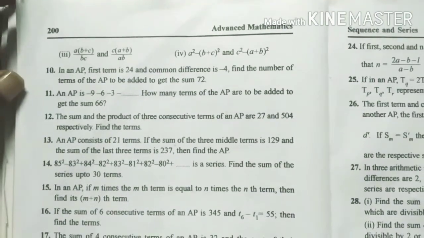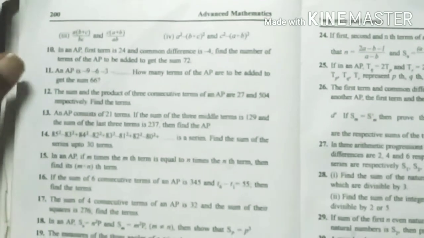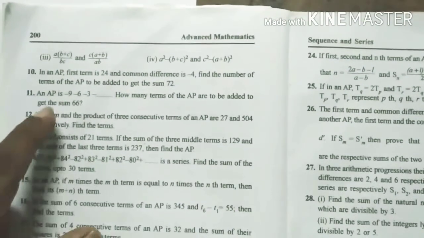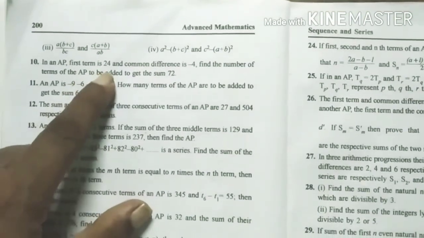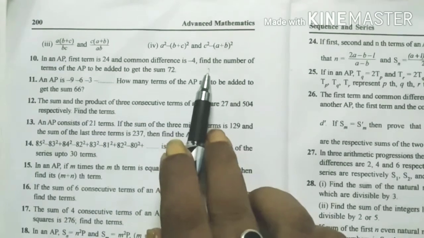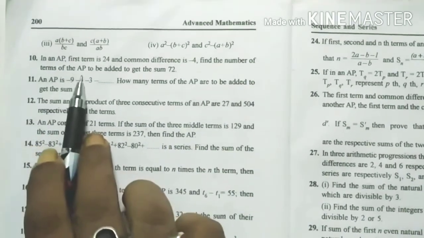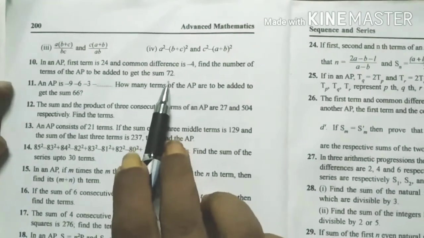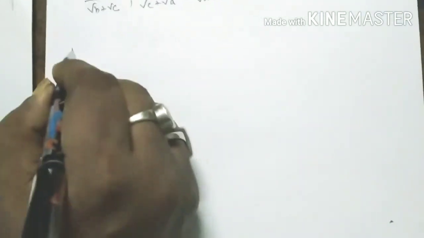Class 9, exercise 6.2, question number 10. In an AP, the first term is 24 and the common difference is -4. Find the number of terms of the AP needed to add up to get the sum 72. Here, question number 10.